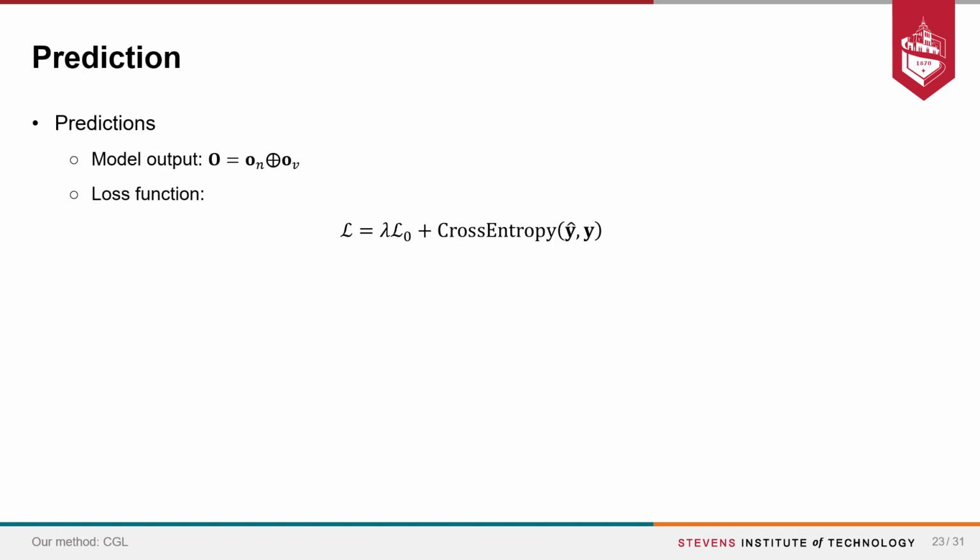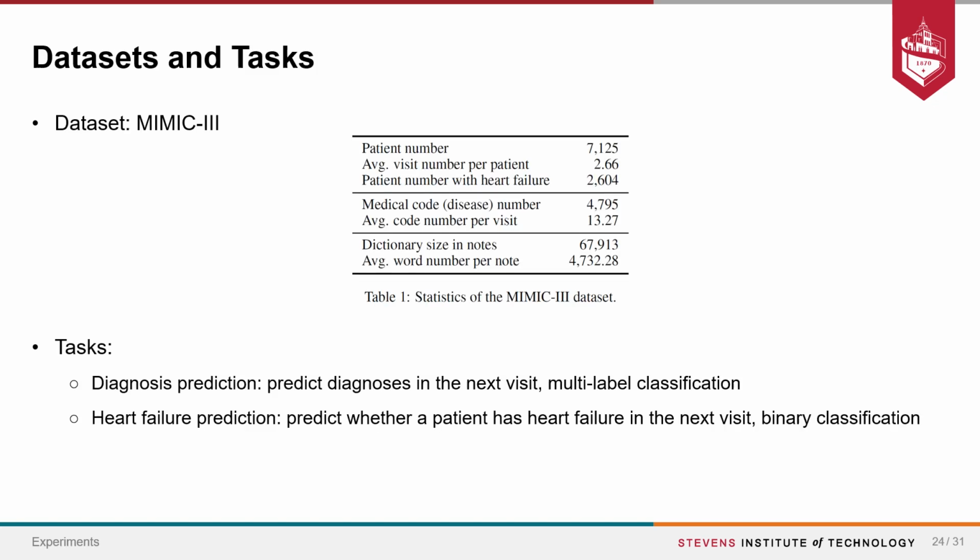After calculating the output OV for the medical codes and output ON for clinical notes, the model output O is the concatenation of them. Finally, we use the combination of TF-IDF-rectified attention loss and cross-entropy loss to train the model. Here, lambda is a coefficient to adjust the weight of attention loss.